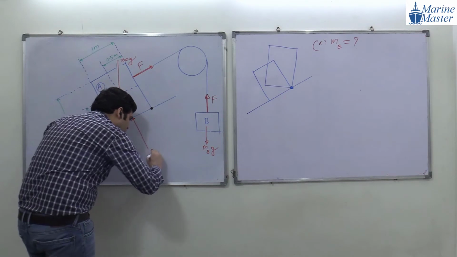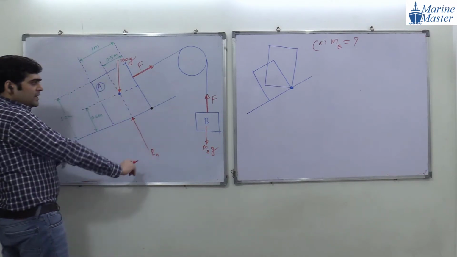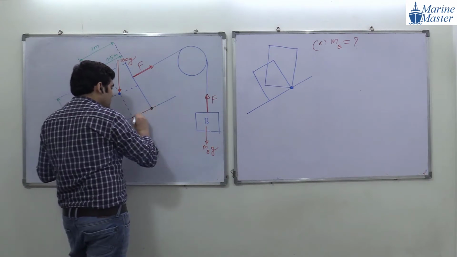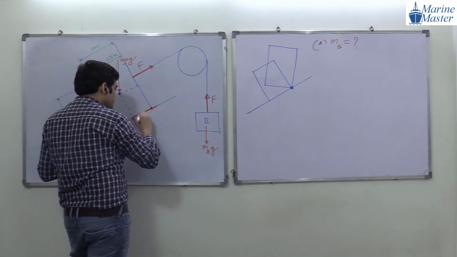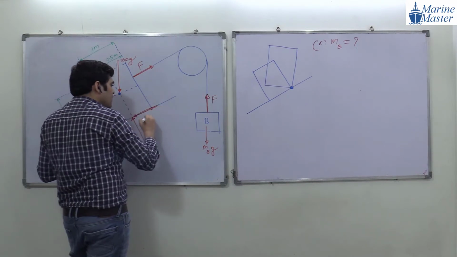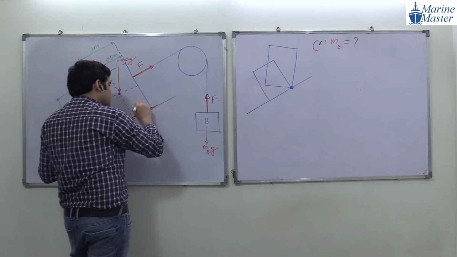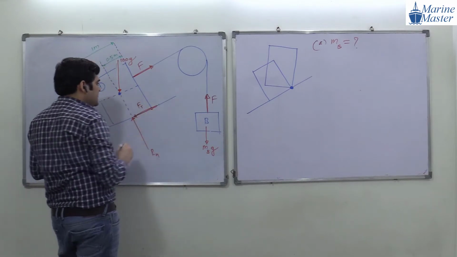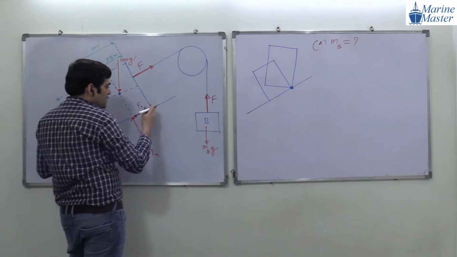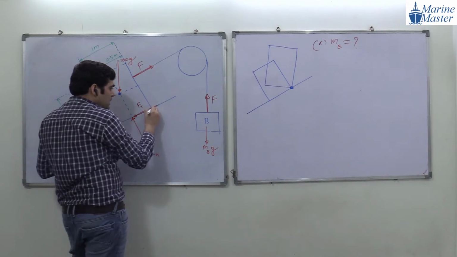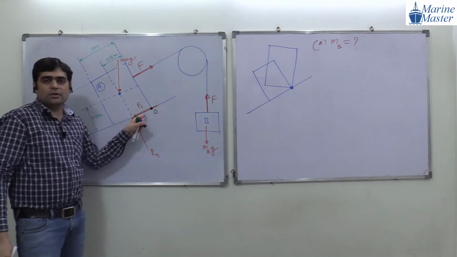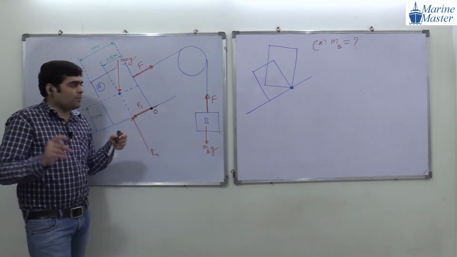Here there will be a normal reaction. Then there will be a friction force here. See the scenario here. This is our friction force, and we will say Fr. And if overturning happens, overturning will happen at this point, and we will call this point O. See the point here.